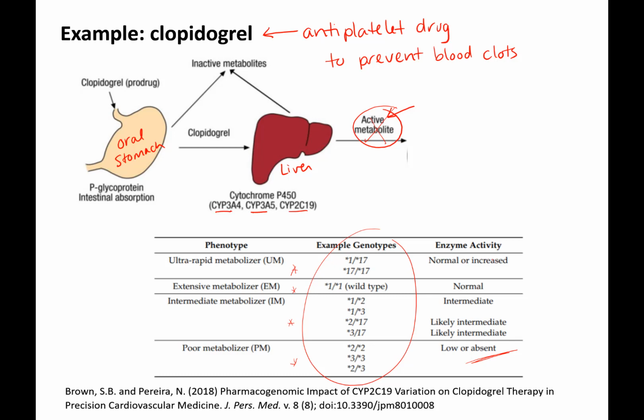If you are ultra rapid, you could have something that gives you too much drug too fast, too much active drug. So this is an example of where a drug has to be activated by our liver enzymes. And so it's super important to know what a person's genotype is.